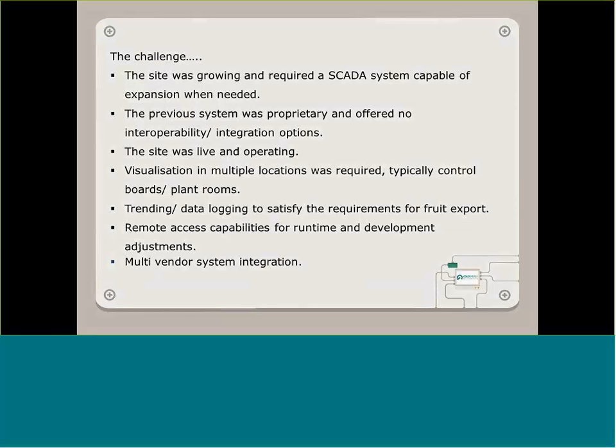Any upgrade to the site would be done in the quieter season, but they needed to really maintain fruit storage integrity at the time because they unfortunately couldn't just afford to shut down a complete facility. The visualization in multiple locations was required, mainly in the control boards around site, but also from a central service location. Trending and data logging to satisfy the requirements for fruit export was also a potential requirement for this customer, and remote access for runtime monitoring and future system development was required, along with a little bit of multi-vendor system integration.